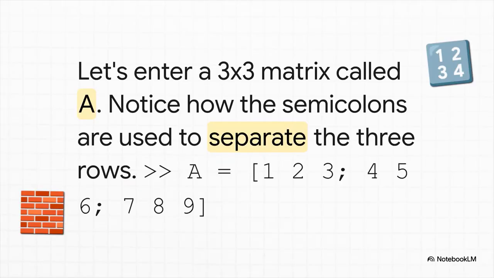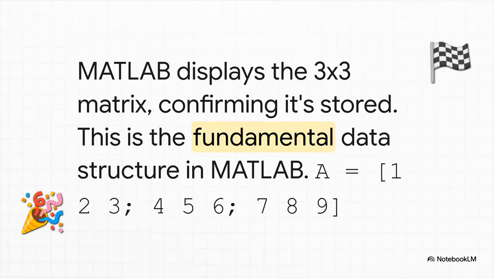So let's put it all together. We're going to create a matrix, we'll call it A. We open with a square bracket, 1, 2, 3 makes up our first row, then a semicolon says time for the next row. 4, 5, 6 is our second row, another semicolon, 7, 8, 9 is the last row, and we close it all up with a final square bracket. And there it is, a perfect 3 by 3 grid of numbers.